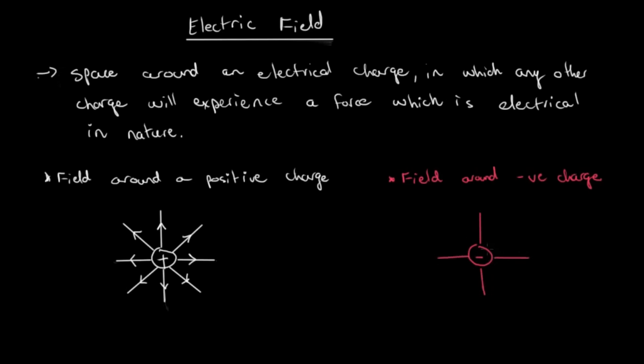Alright, I'm trying to rush through it. There we go. Somewhat looks okay. Okay, these lines are going to be going into the charge. In other words, the field direction is going to be going in towards the negative charge. Okay, so that's how those electric field lines are going to look.